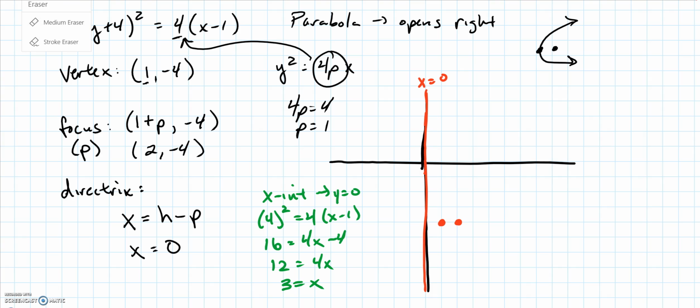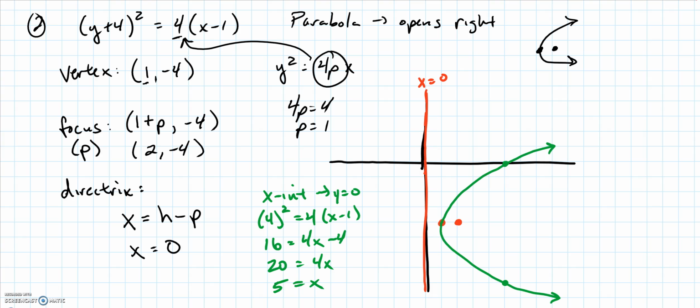It would help if I did math correctly. That's not a 12. That should be 20, and that's a 5. So we cross the x-axis at 1, 2, 3, 4, 5, which means that down here, that should also be 5 units away. Now I can graph. It would look something like that. That's number 2.